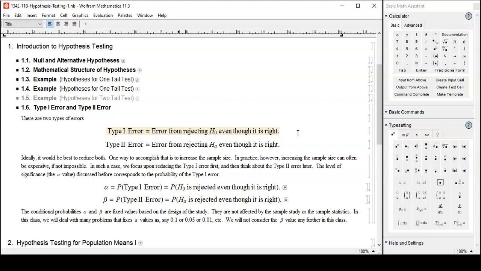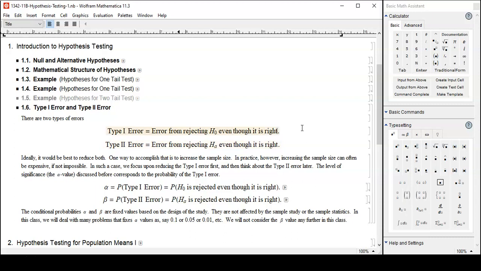Now, how about the second case? We considered everything related to the first case where H0 is correct. Now let's consider the other case where HA is right. When HA is right, and I accepted HA, then there's no error. I did it right. But even though HA is right, if I reject the alternative hypothesis, that's an error, and that's what I call type 2 error.